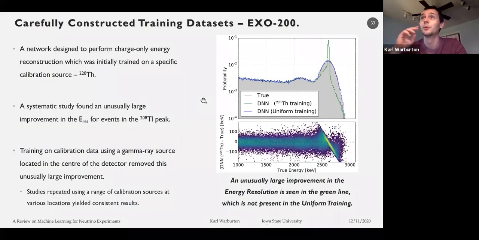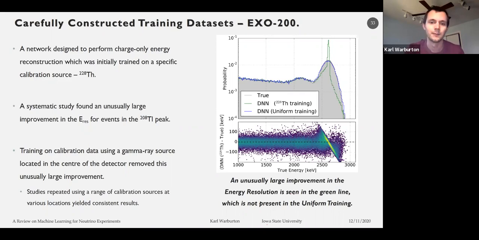So again, now just stepping through some different experiments where they've tried to confront this challenge. So EXO-200 is another neutrinoless double beta decay experiment. They designed a network to perform charge-only energy reconstruction, and they trained it on a simulated calibration source in the center of their detector, thorium-228. And if you can just about see the black line on this plot, this was the true energy distribution that they trained on. But then after doing the training with just the pure thorium-228, they found an artificially high energy resolution. So, you can see it's very clearly peaked here. And that was concerning because it means that it's preferentially identifying this energy range.